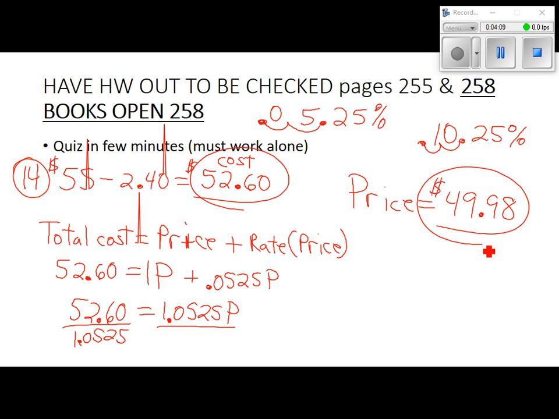It's actually not too hard to figure. $49.98 is really close to what number? 50. It's off by 2 pennies, right? So 52.60 minus 49.98 is 2.62. Then how much tax? Other questions?